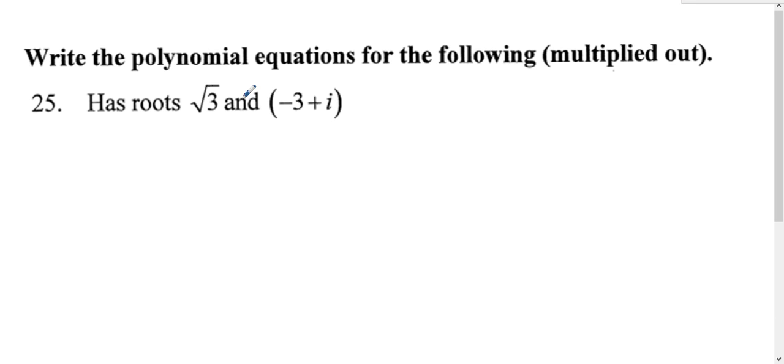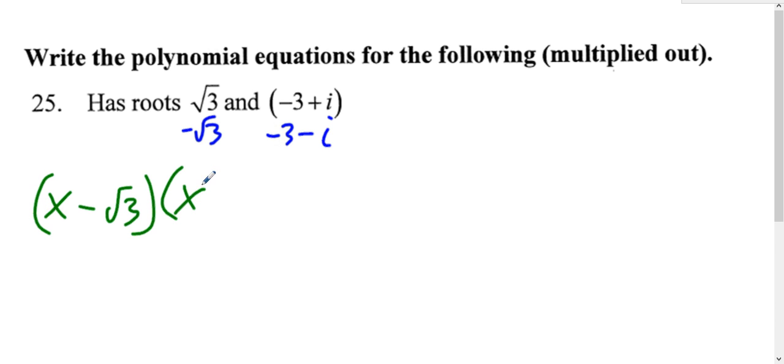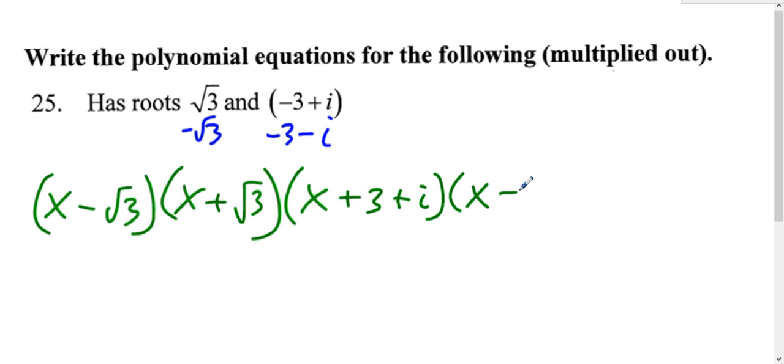So another very similar question. Irrational roots like square root of 3, those will also happen with our conjugate. So if square root of 3 is a root, so is negative square root of 3. If negative 3 plus I is a root, so is negative 3 minus I. So that's x minus the square root of 3, x minus negative square root of 3, so x plus square root of 3, x minus negative 3 plus I, and negative 3 minus I, and these both are conjugate pairs, so we can use the MAM shortcut.